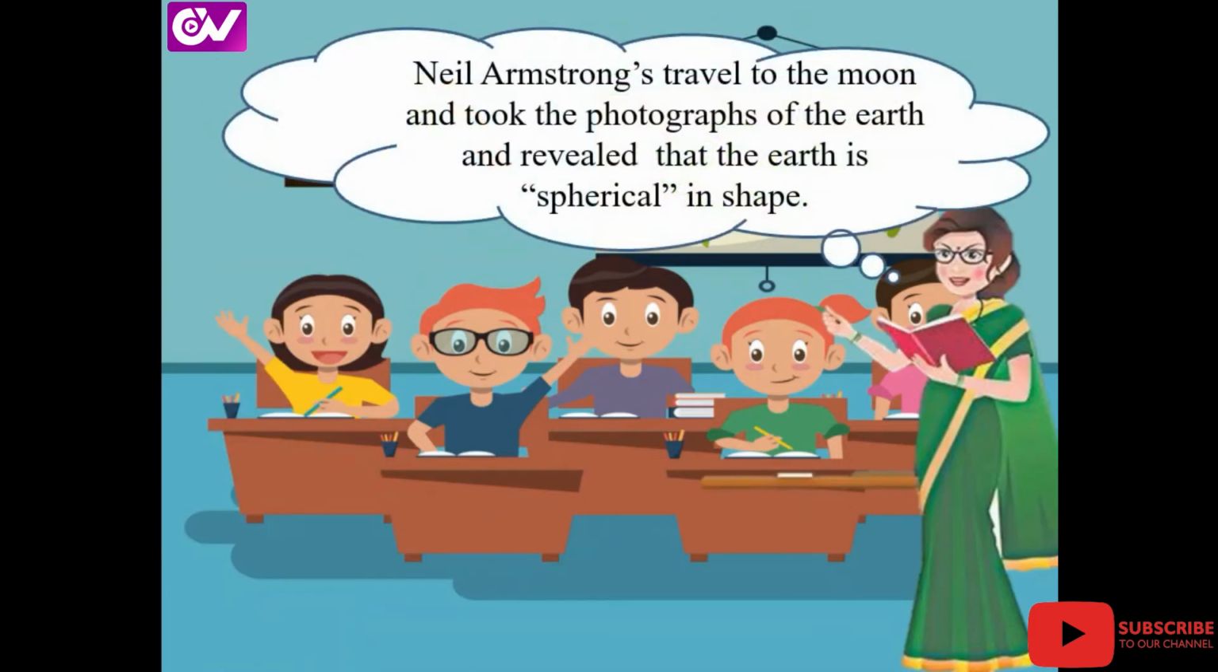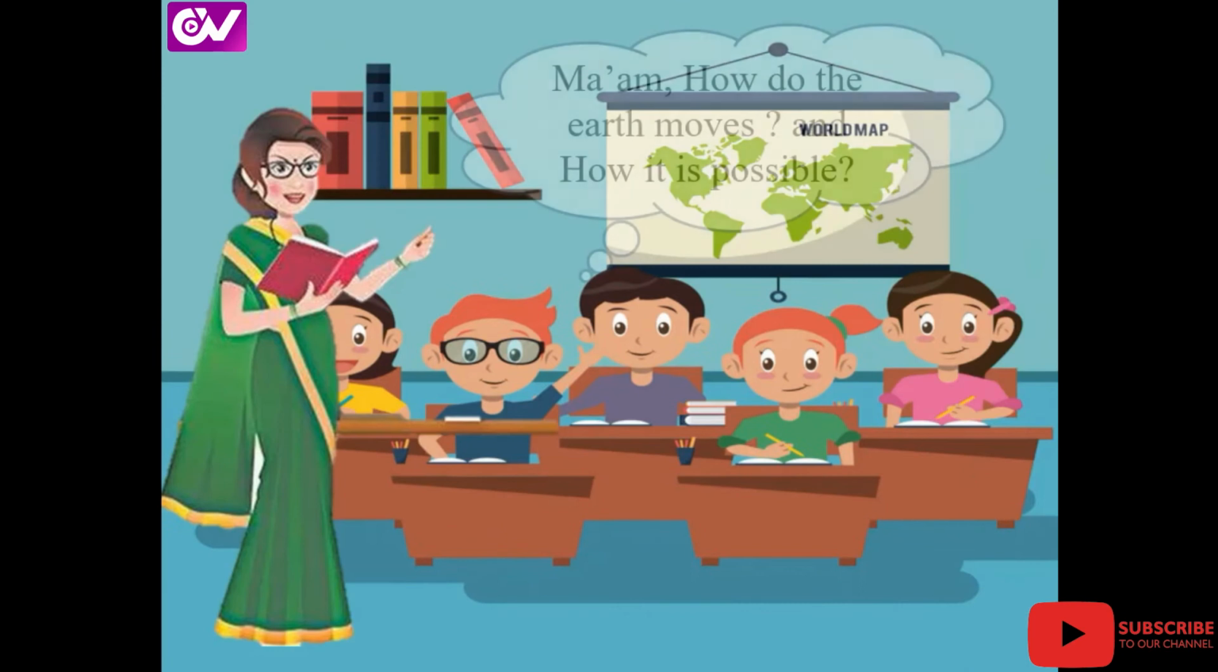Neil Armstrong traveled to the moon and took photographs of the earth and revealed that earth is spherical in shape. Neil Armstrong is the first man who stepped on the moon. He and his photographs proved that earth is spherical in shape.